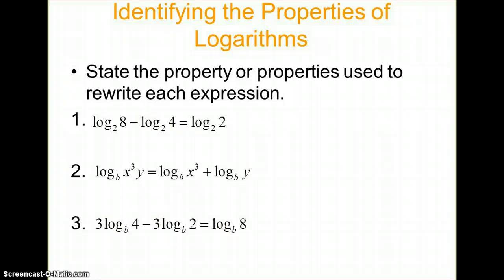Okay, so when I look at this first one, right here, you'll notice I see this subtraction right here, and I have two separate logarithms that have now been combined into one. So the subtraction makes me think that they did division. So I'm going to check that. 8 divided by 4 would be 2. So yes, on this one, I'm going to go with the quotient property that they used there.